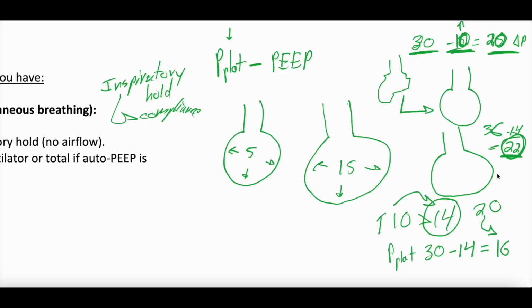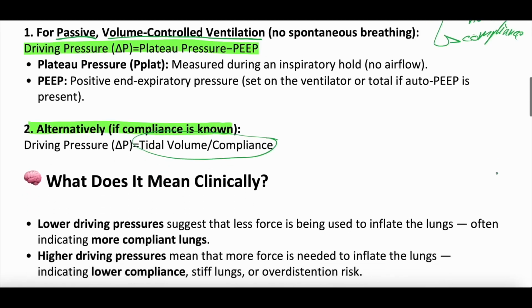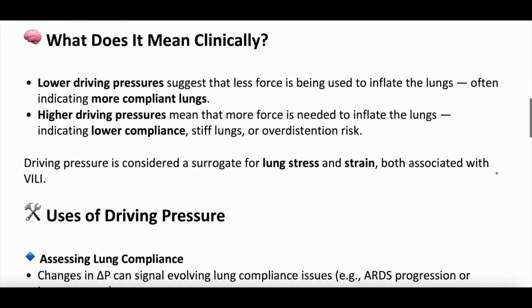We'll come back to it. All right, so what does it mean clinically? What does the driving pressure mean clinically?